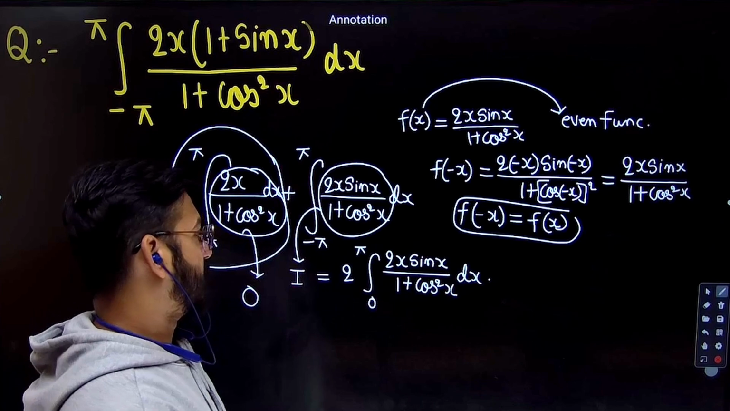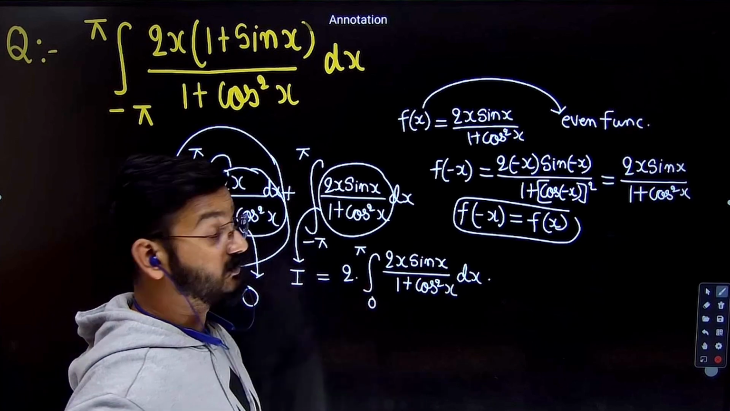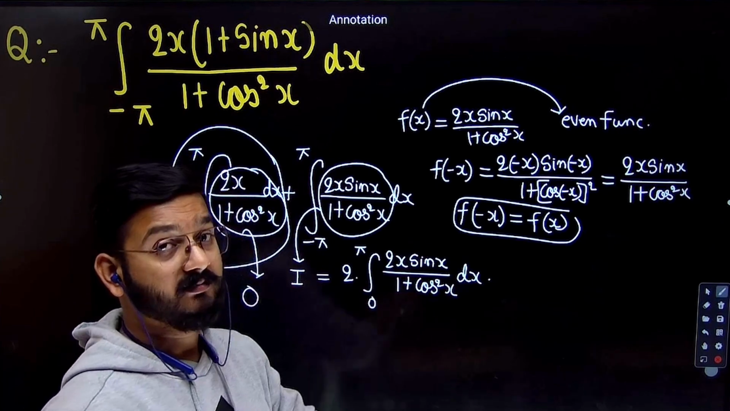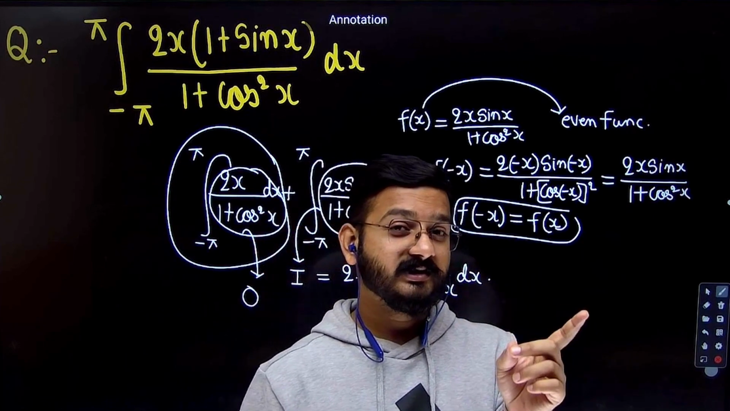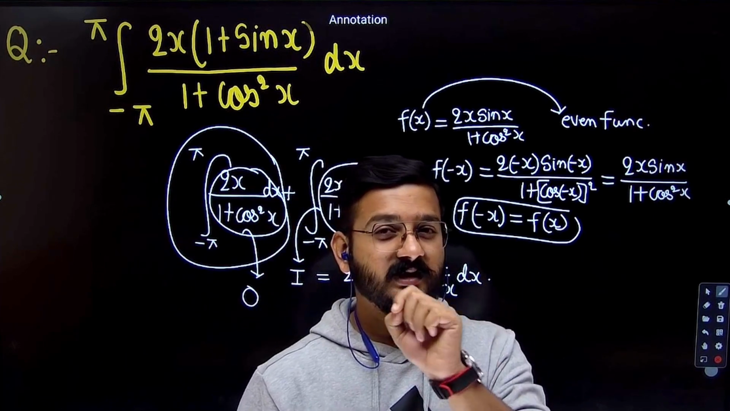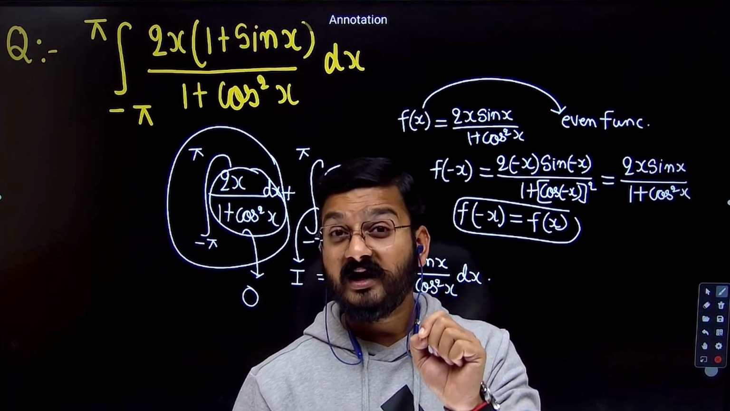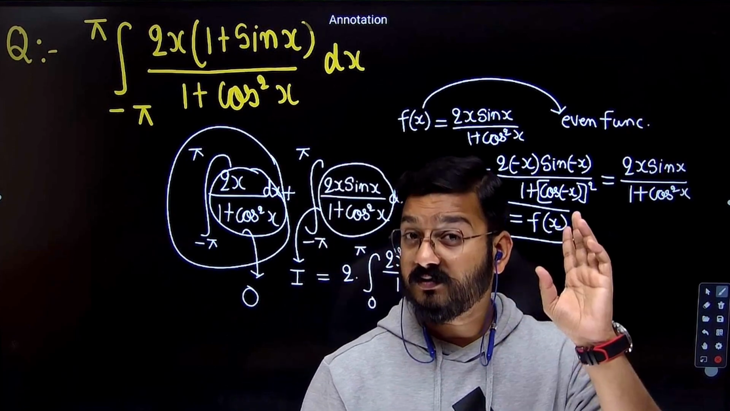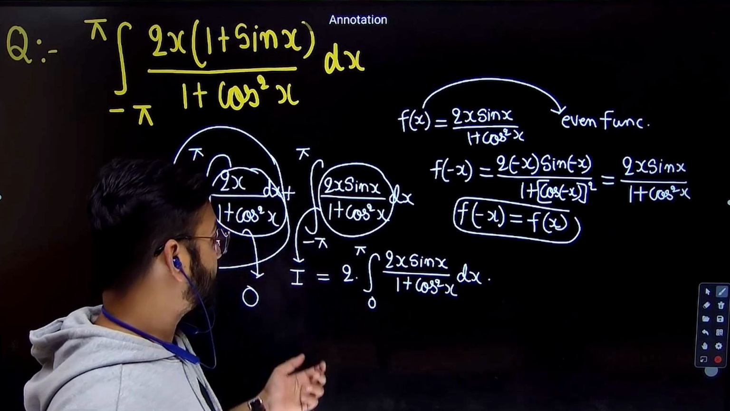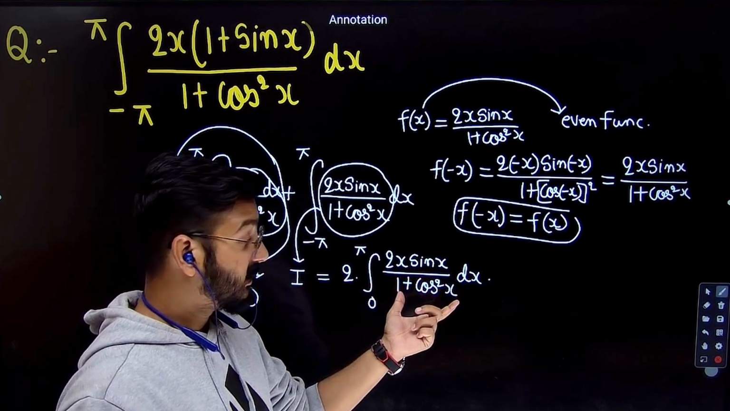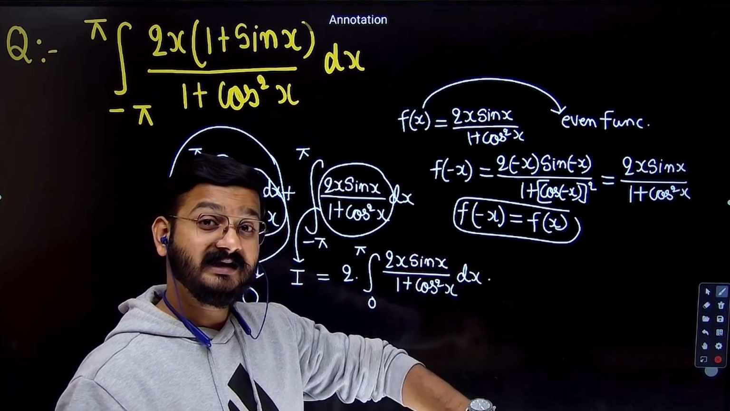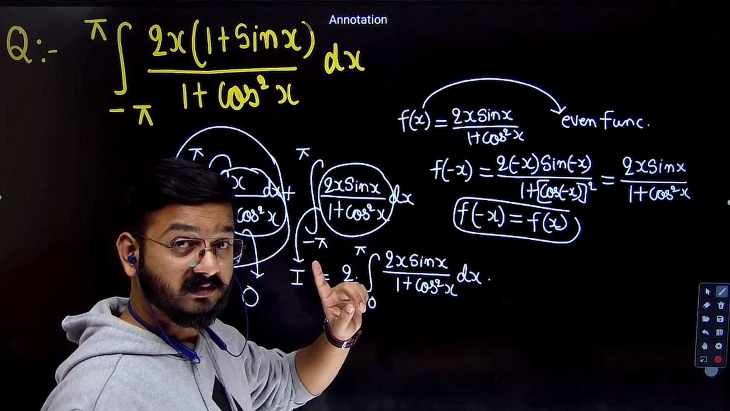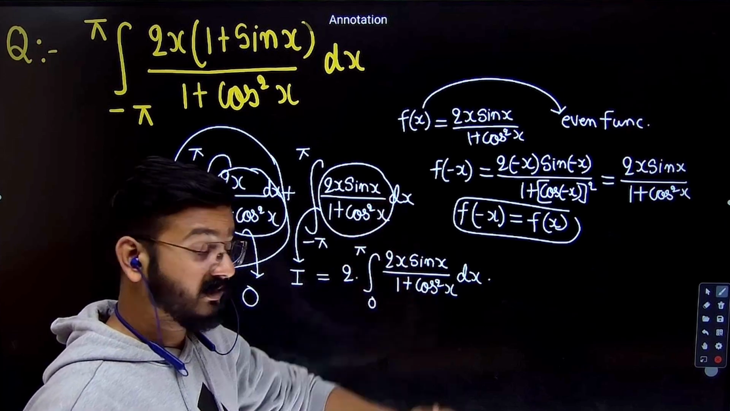Correct? Now, sir, what should we do? How should we integrate? The method is very simple. Try to recall the property. The integration of f of x is the same as the integration of f of a plus b minus x. Very important. So if this is the integration of f of x, the integration of f of a plus b minus x will be exactly the same as this integration. Correct? Let's apply that property.